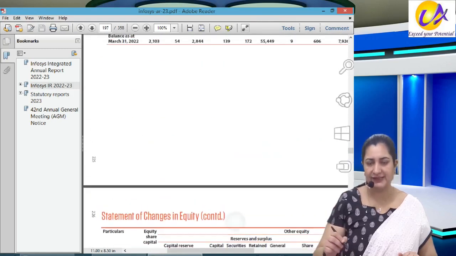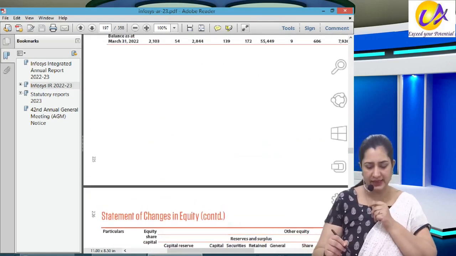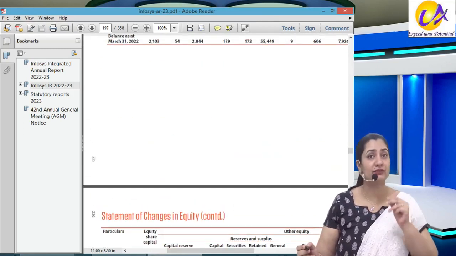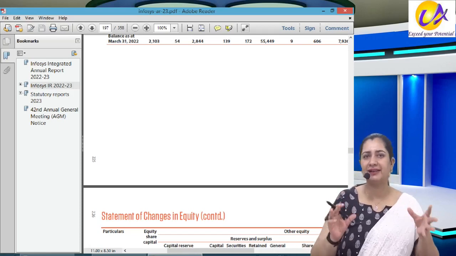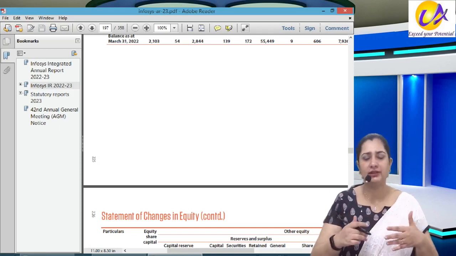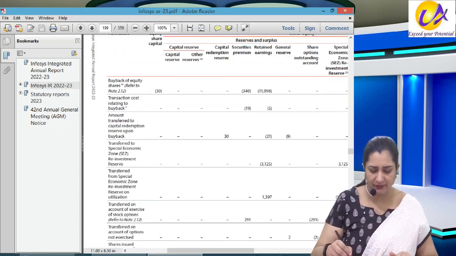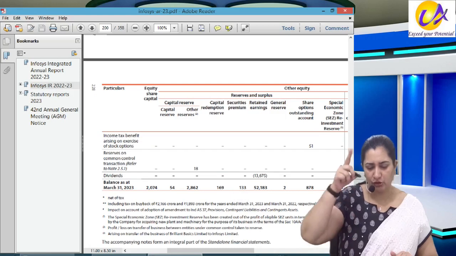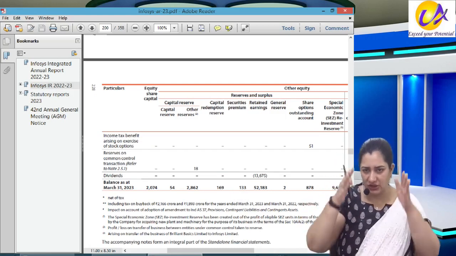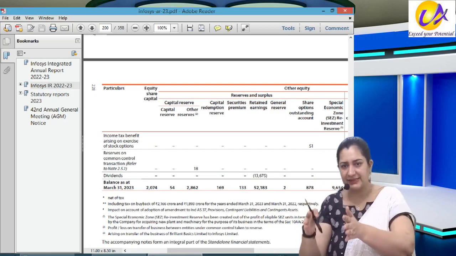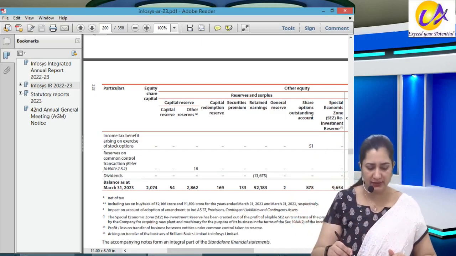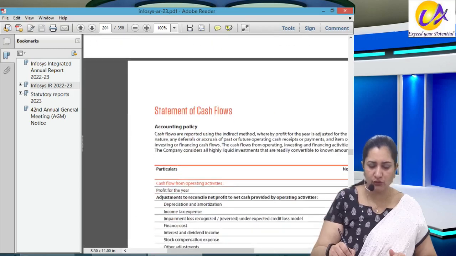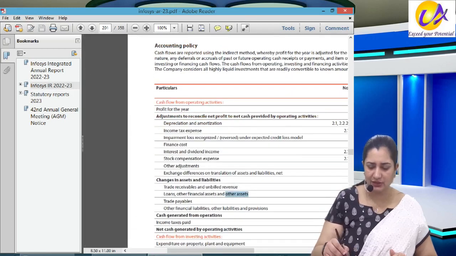Then this is the SOC. Remember I told you that these Ind AS companies also have to make a statement of changes in equity. Changes in equity means equity share capital and reserves. So what all has happened during the year, those changes they have to give here. See, for share capital, see the columns, you'll understand. Share capital, capital reserve, CRR, all those reserves. What all changes have happened during the year, they are giving that. But this is not what we wanted to see. This is the cash flow statement. Again, this is not what we wanted to see.